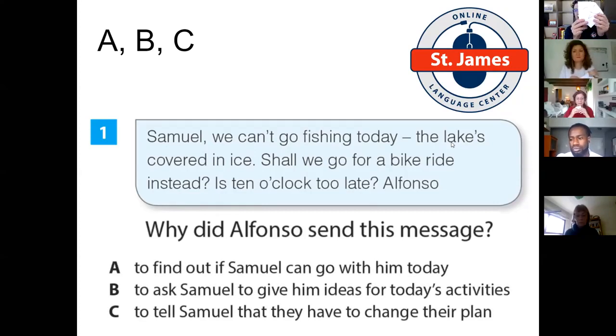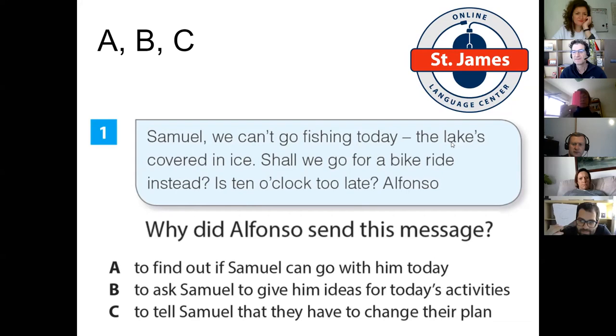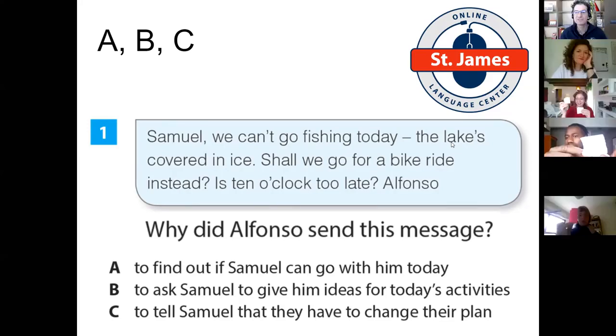And now you have to show me your answer. Is it A, B, or C? Let's see. People are thinking. Nobody wants to show anything yet. Okay, show me your answer. A, B, or C? Okay, yes, and now people are starting sharing their answers. Good. Yes, so the answer is C.